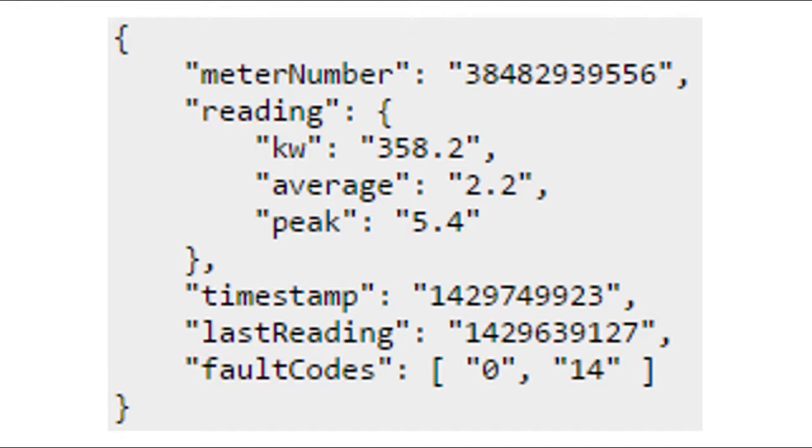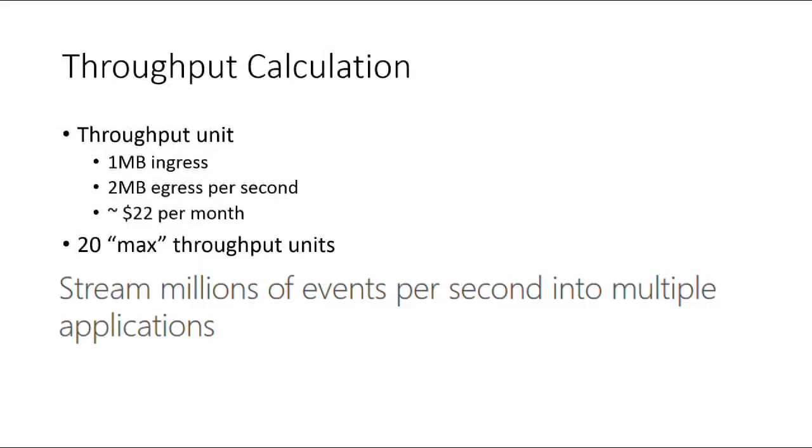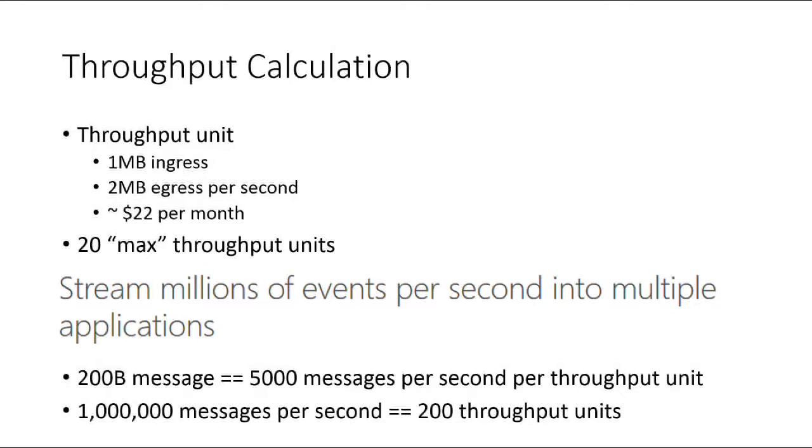This is in JSON format, so it's nice and pretty human readable. And if you add up all the characters, this is about 200 bytes. Typical message, 200 bytes. So to get 1 million of those through Event Hubs, at a 200 byte message, we'd get 5,000 messages per second per throughput unit. Over 1 million messages, that would mean 200 throughput units. So we have a disconnect there, right? It doesn't seem to fit their claim.